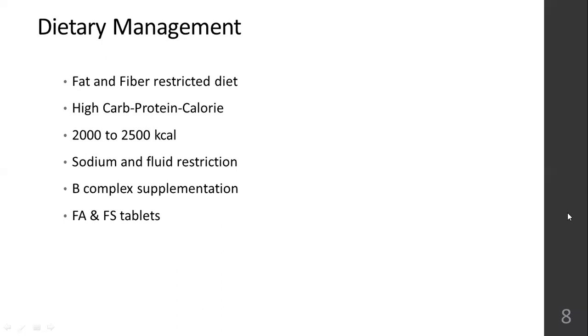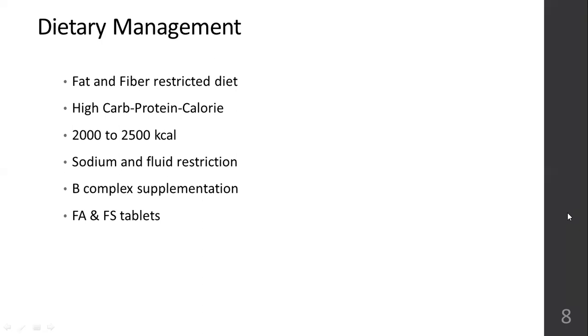A high carbohydrate, high protein, high calorie diet is given, but the fat content will be less. Vitamin supplements are also given. You have to maintain 2000 kilocalories on a daily basis.